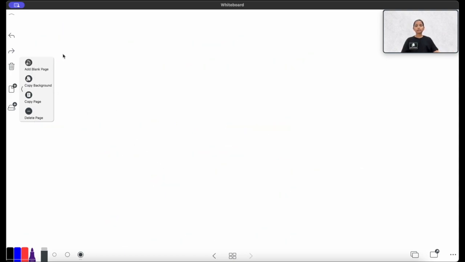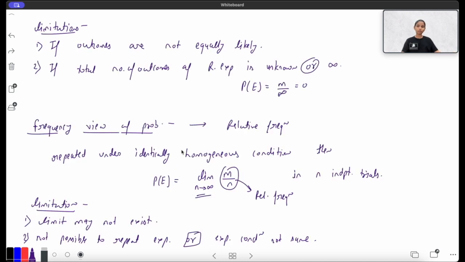Now let's take an example. We always say that the probability of head is 1 by 2 and the probability of tail is 1 by 2. But who told you this? How do we reach the conclusion that the probability of head or tail is 1 by 2? That is actually related to the relative frequency, or you can say the frequentist approach of probability.